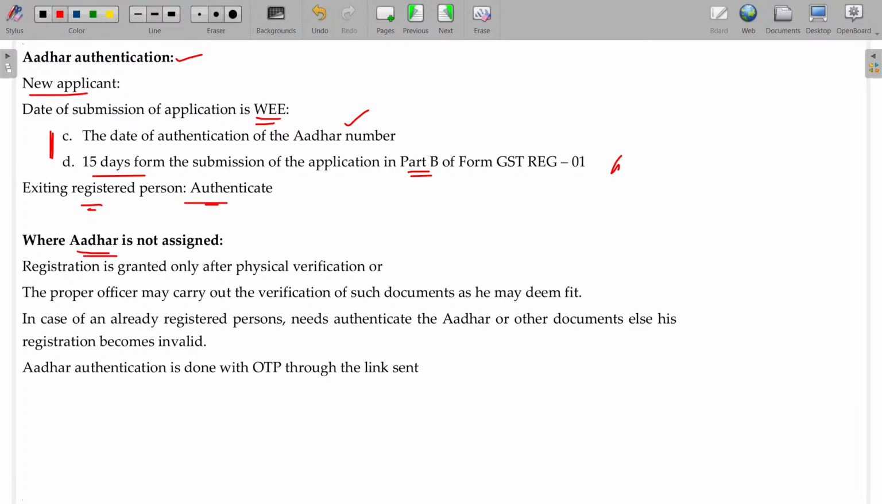Where Aadhaar is not provided, saying, sir, I didn't get the Aadhaar, in this case registration is granted only after physical verification, or any other verification of such other documents as the officer may deem fit. This will be done for a new person. If you are already a registered person, the Aadhaar authentication needs to be done immediately. Otherwise, your GST number will be invalid. That Aadhaar authentication is routed through OTP. When GST came into force, Aadhaar was not asked. Thereafter, Aadhaar was also made mandatory. Right.